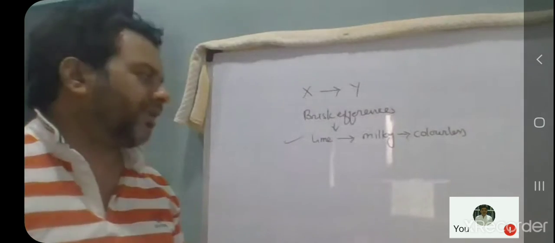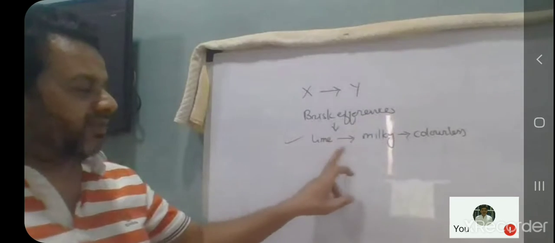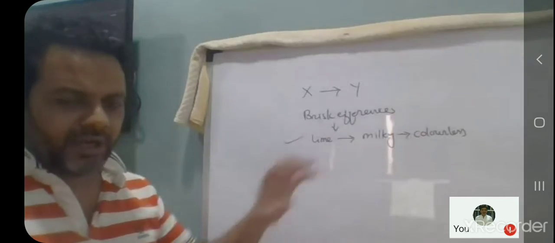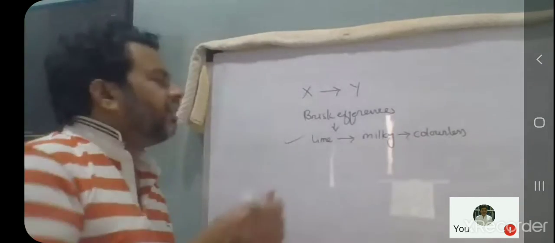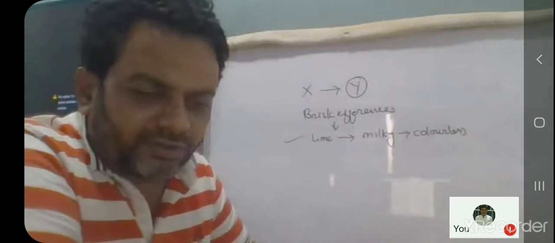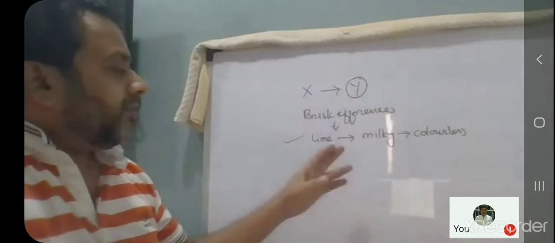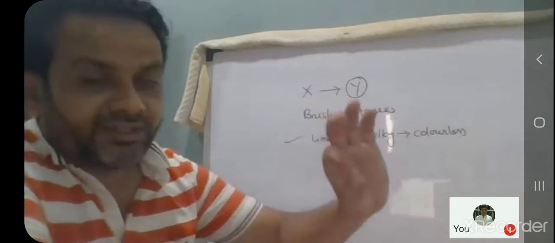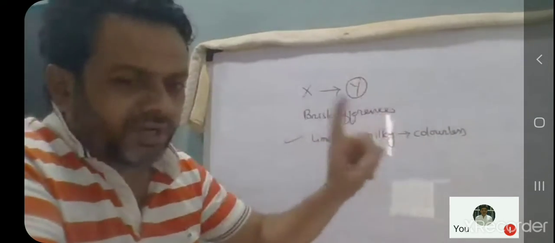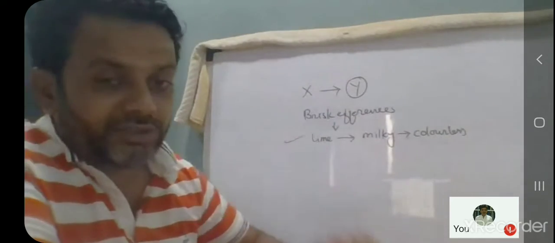So now what happens over here? First of all, we know that brisk effervescence and the lime water turning milky means carbon dioxide gas is evolved. One more hint is given here: this substance Y is also used as a preservative. Now, as there is an evolution of carbon dioxide, there must be an acid and a carbonate involved. So out of X and Y, one is acid and one is carbonate. Now it is said that Y is used as a preservative.